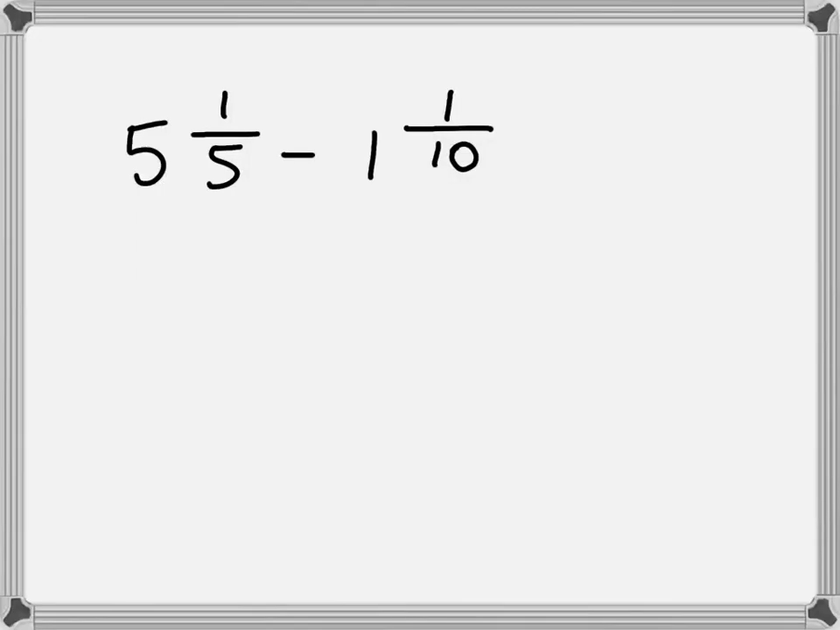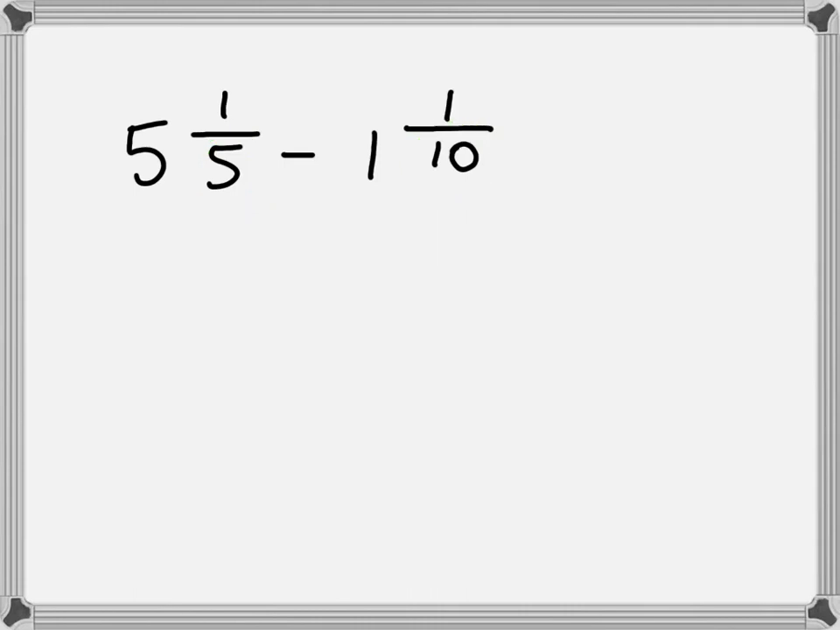Okay, let's look at subtracting mixed numbers with different denominators. Now remember when we did addition, we learned that when you've got a plus, you've got to have two denominators that are the same. It's the same with a minus. If you have a minus, you have to have the same denominators. Do we have the same denominators here? No, we don't. So we have to change them.